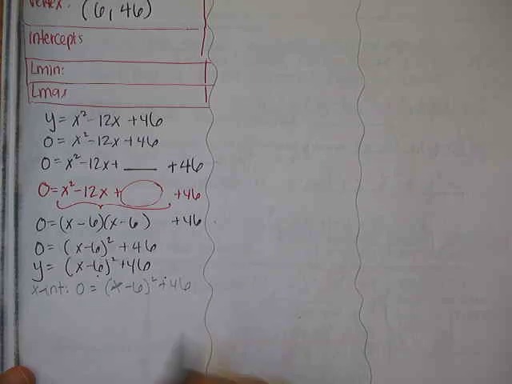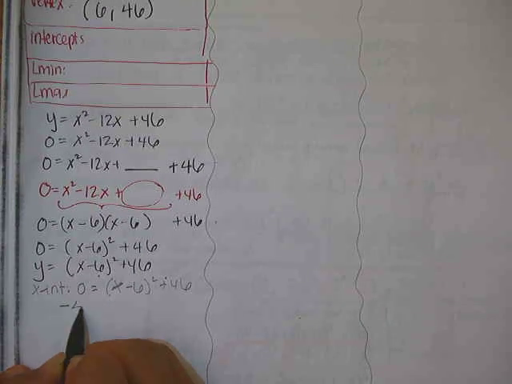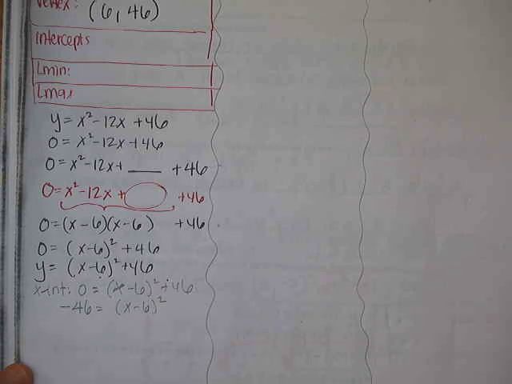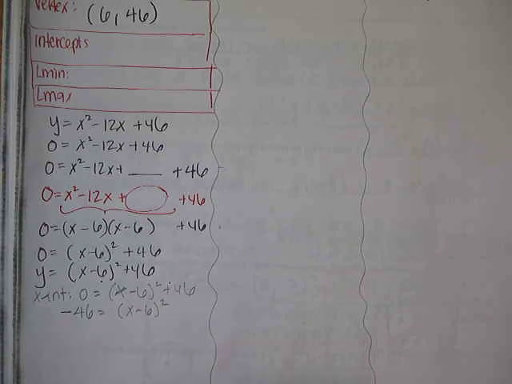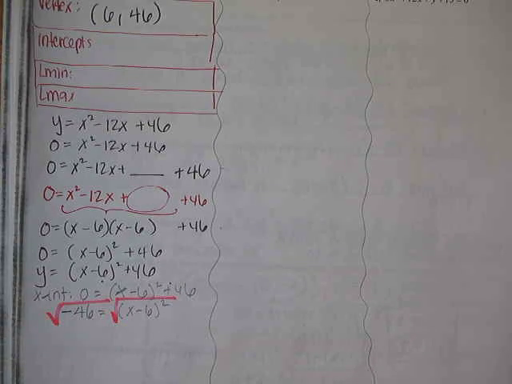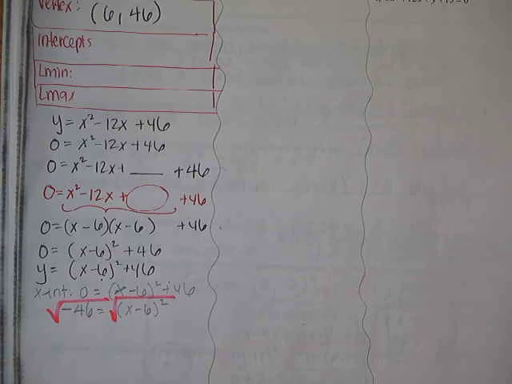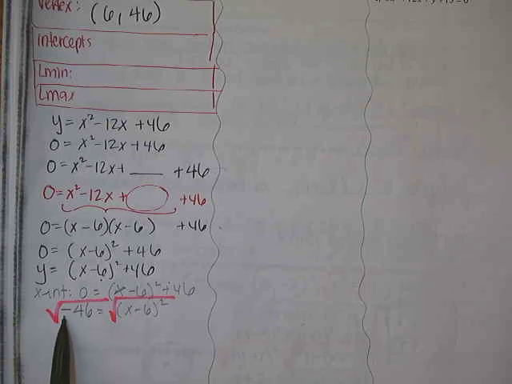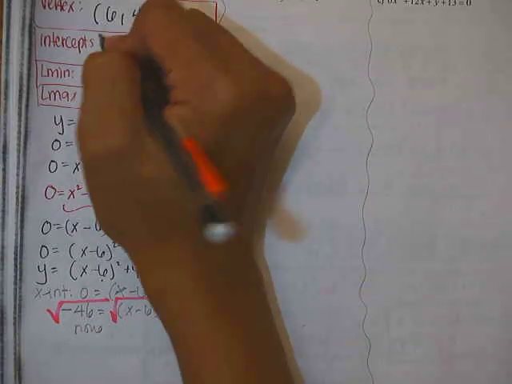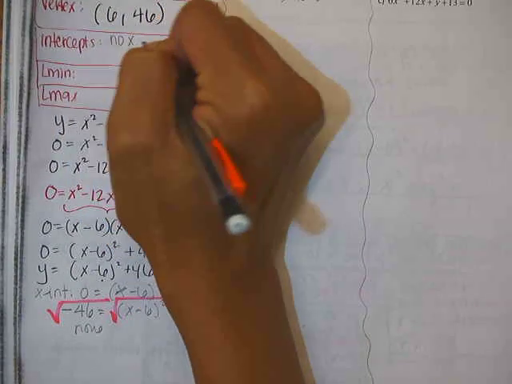Let's solve for x. So minus 46 from both sides. So negative 46 equals x minus 6 squared. We are going to take the square root. So here we go, square root and square root. Okay, so when we take the square root, notice how I can't take the square root of a negative 46. So x-intercept, we're going to say none. So we're going to write up here, no x-int.